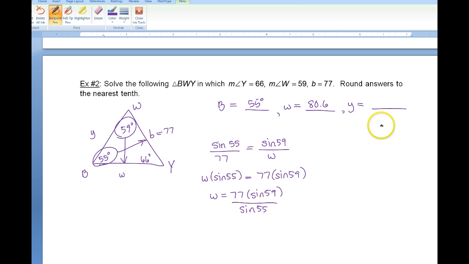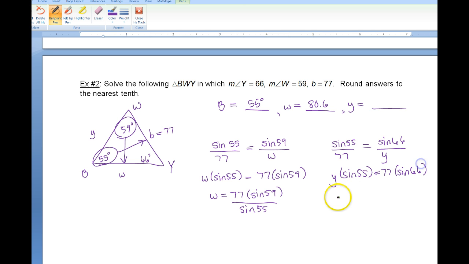Okay, next we're going to find y. So I'm going to use the same sine of 55 over 77. But when I look at y, I'm going to use sine of 66 over y. So y times sine of 55 equals 77 times sine of 66. So y is going to be 77 times sine of 66 over sine of 55. And you can check it, but it's going to be 85.9.